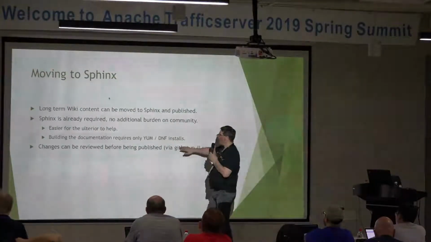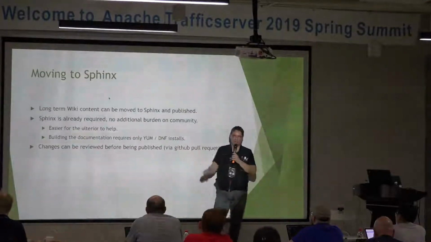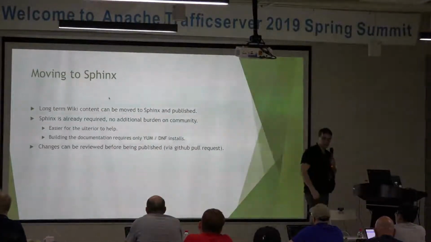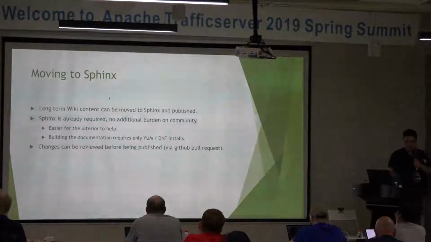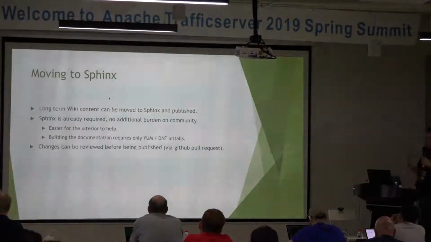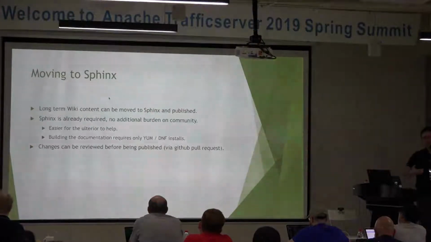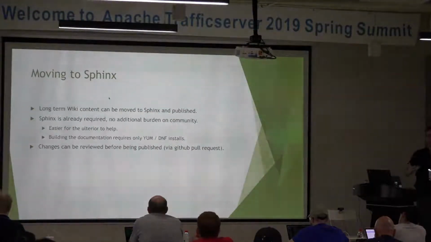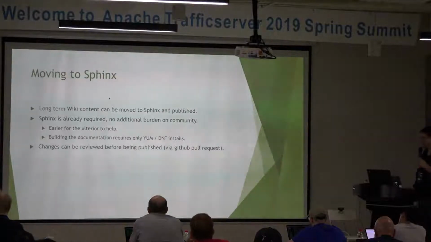You build the documentation. Yum and DNF are enough to get everything you need to build the documentation. So no custom building, nothing of that sort. You can actually review the changes before you publish it. So when people do updates, we can proactively review them rather than having them update the wiki and then decide, oh, we shouldn't have published that.